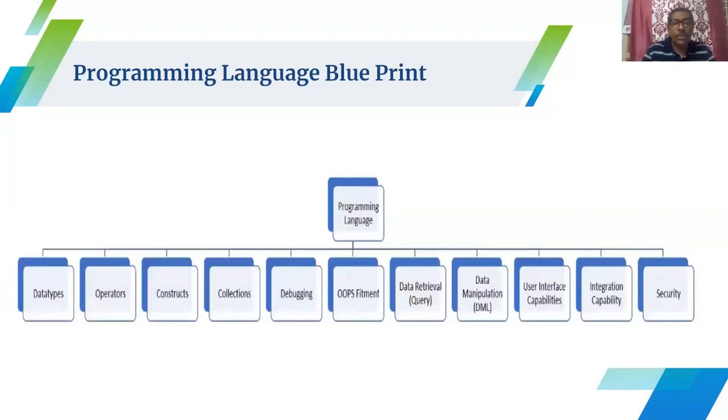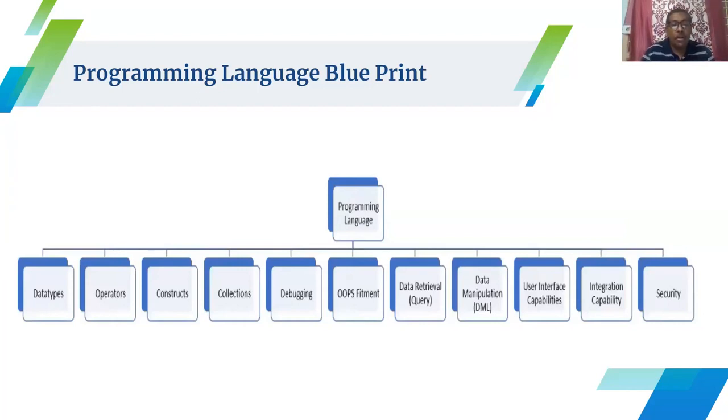Now we are going to discuss the programming language blueprint. Just as we have building blocks in the C language, in the Salesforce programming language we have a blueprint. Under the programming language, we have data types, predefined primitive data types, object data types, and so on. We have different data types here, and we have operators and constructs like if else and so on.